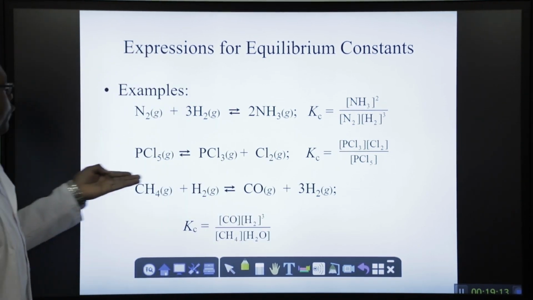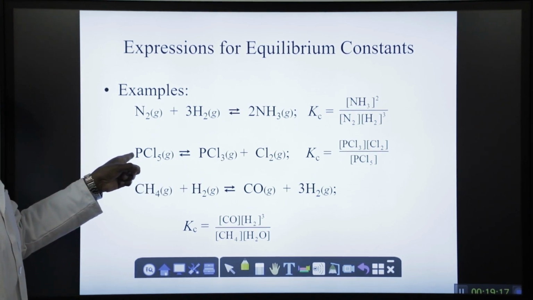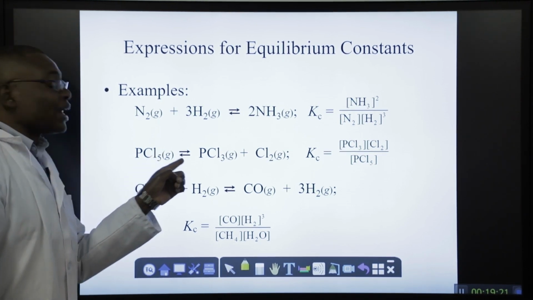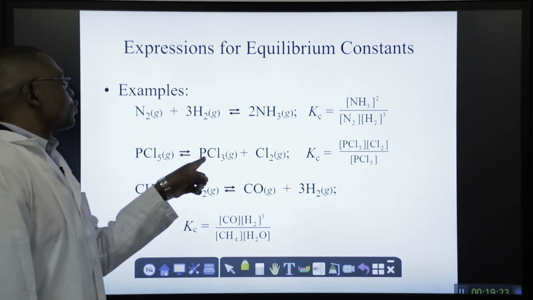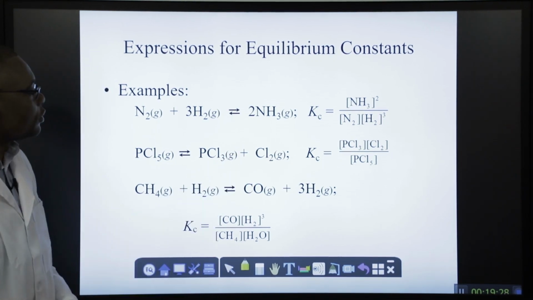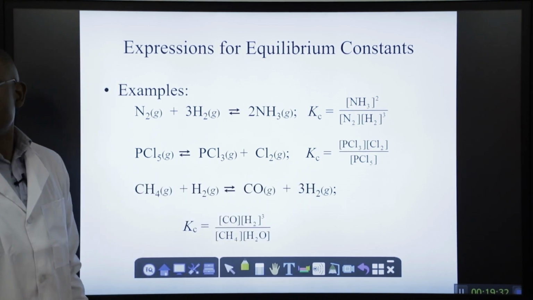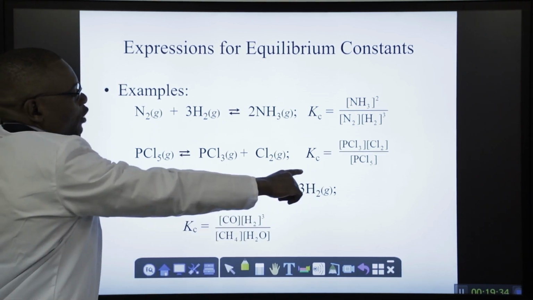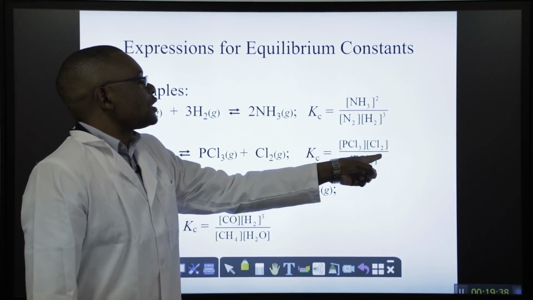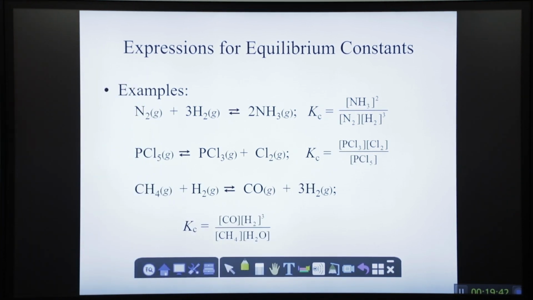Okay. If you look at another example where we've got phosphorus pentachloride breaking down to give us phosphorus trichloride plus a chlorine molecule, the Kc expression, like we are saying, is always a product over reactant. So this is going to be PCl3 times Cl2 over PCl5.